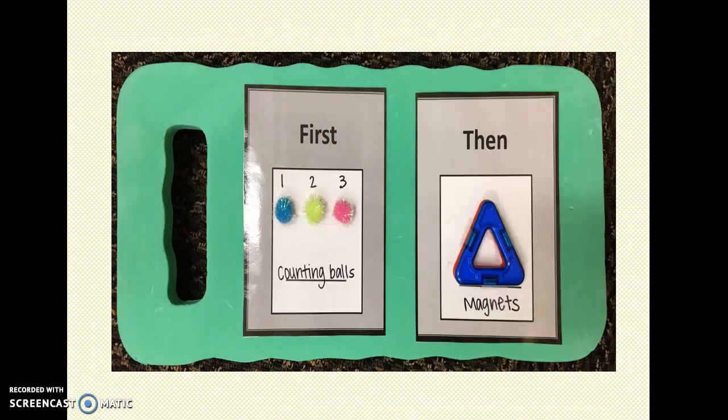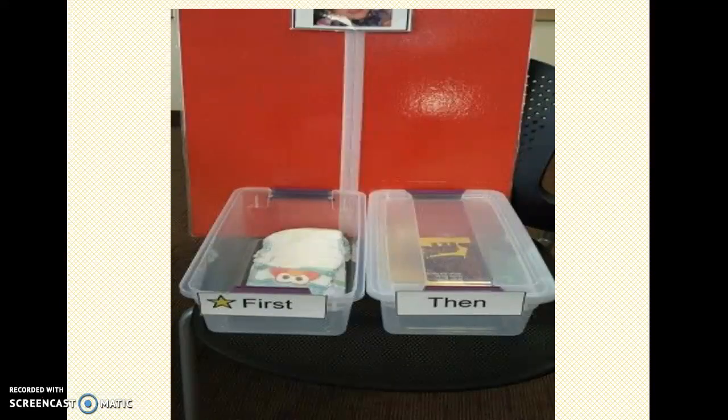Here's an example of a portable first-then schedule, and this one actually uses items to depict the activity. So first we're going to do counting balls, and then we're going to do magnets. Here's a different layout, which has a first-then activities in a bin or a task box. So it actually has the objects inside. So within the bin is an activity that is laid out visually, in which the student has to complete first before they can have access to the then.